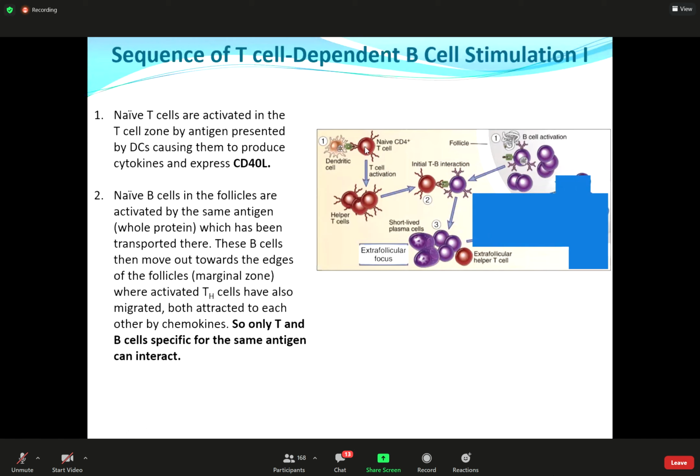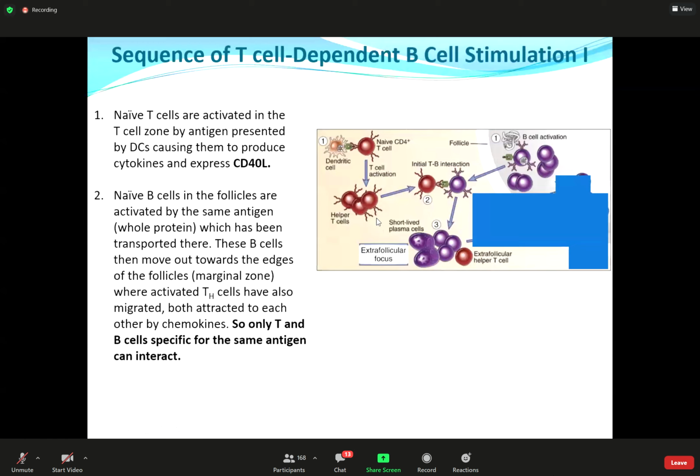So it's presenting now the same epitope on class 2 MHC, even though it makes antibodies against a different epitope on that same large protein molecule, okay? Now, through the action of chemokines, it will cause this B cell to migrate into this marginal zone. And meanwhile, that activated T cell migrates to the same region. This, again, under the action of chemokines.